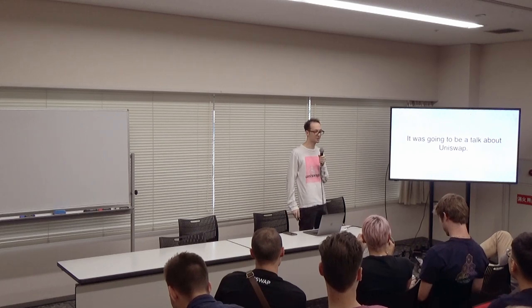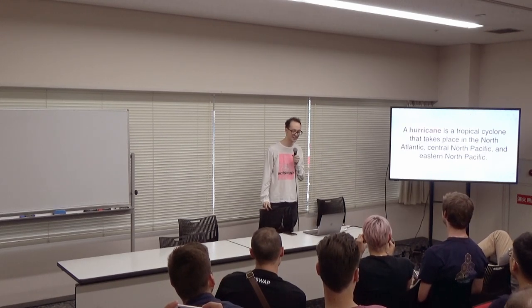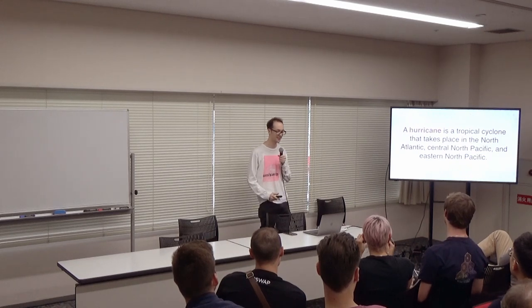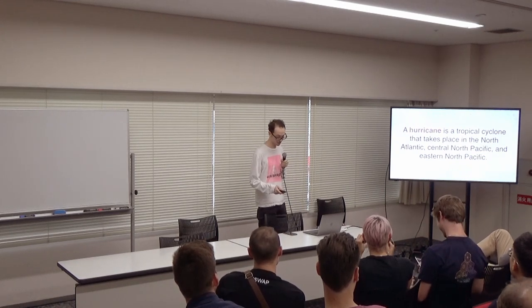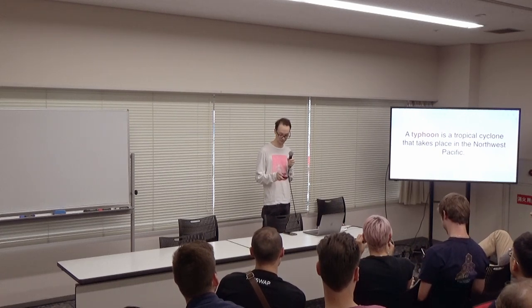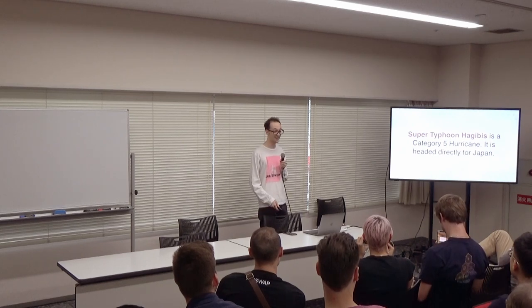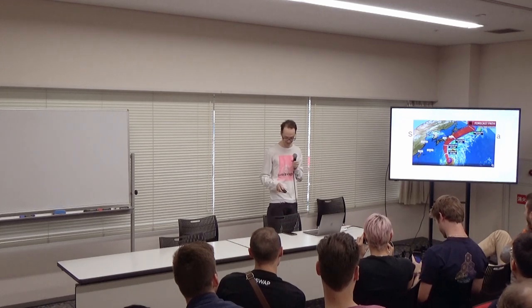It was going to be a talk about Uniswap, but now it's a weather advisory. A hurricane is a tropical cyclone that takes effect in the North Pacific and Eastern North Pacific. A typhoon is a tropical cyclone that takes place in the Northwest Pacific. Super Typhoon Hagibis is a Category 5 hurricane that's headed directly to Japan. There it is. It's on its way.